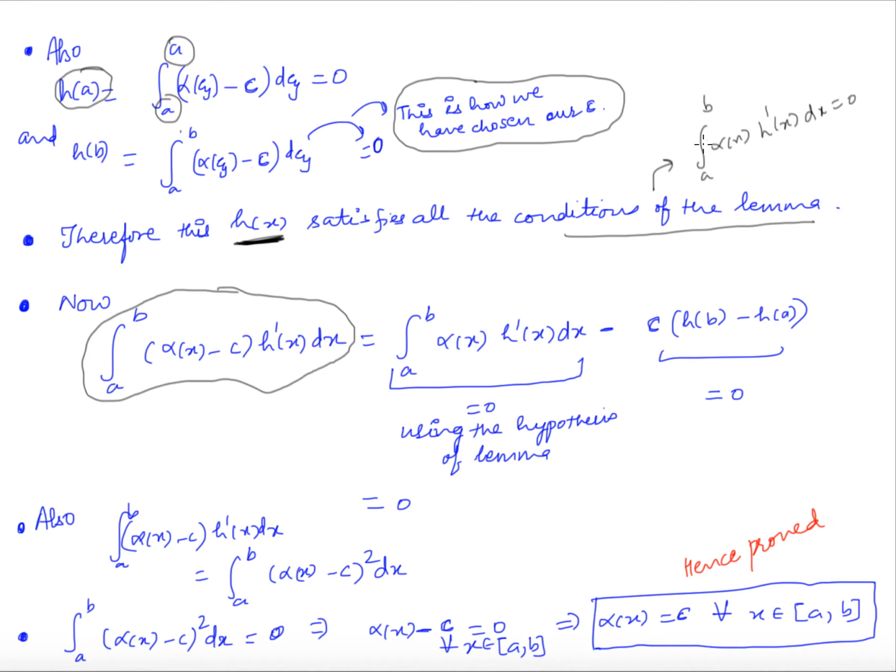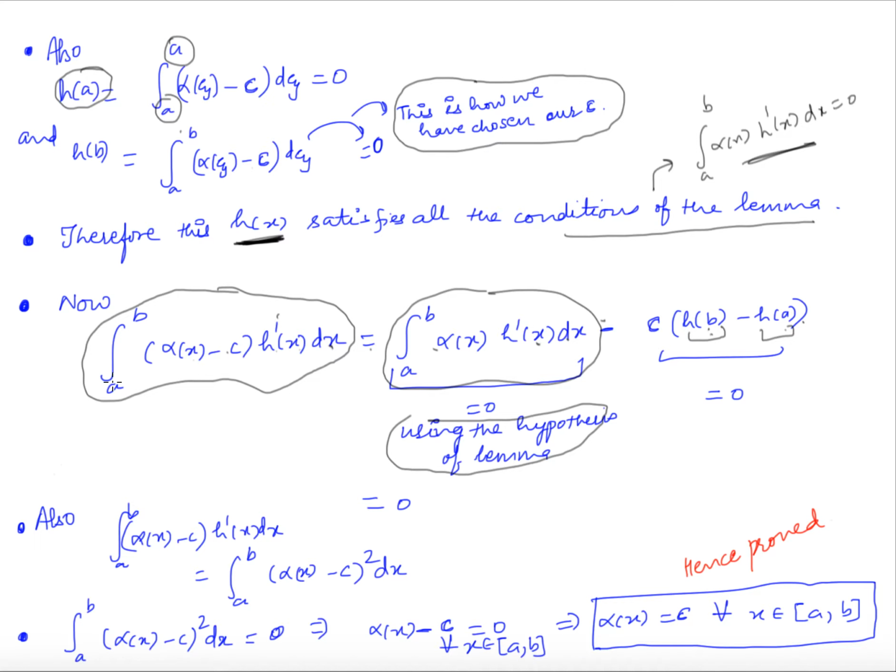What is this? This is equal to the integral from a to b of alpha x h dash x dx, minus c times the integration of h dash x, which will be h of x computed at b minus computed at a, c times h of b minus h of a. Now this first thing is equal to 0 by the lemma, and this second thing is equal to 0 because h of b is equal to 0 and h of a is equal to 0, right? So we got that this integral is actually 0.